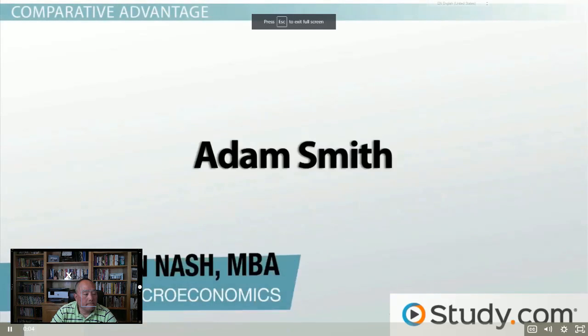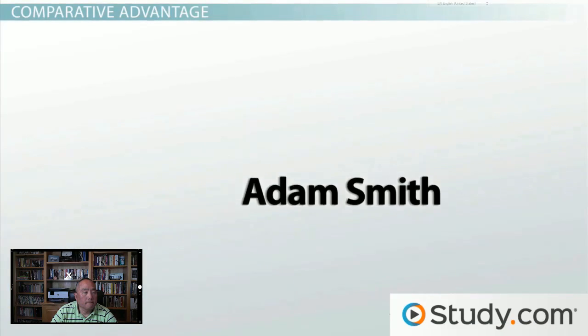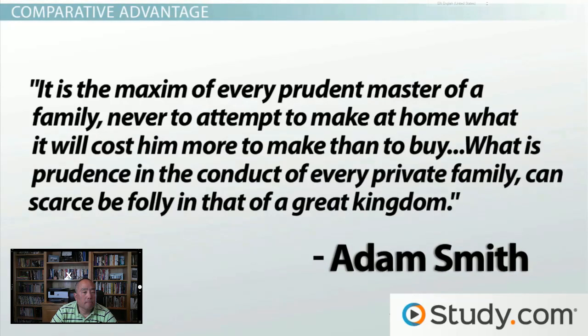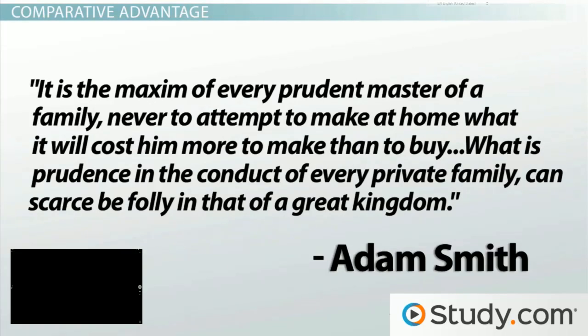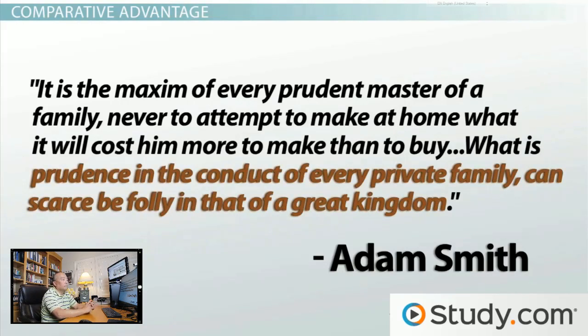In the late 1700s, the famous economist Adam Smith wrote this in the second chapter of his book, The Wealth of Nations. It is the maxim of every prudent master of a family never to attempt to make at home what it will cost him more to make than to buy. What is prudence in the conduct of every private family can scarce be folly in that of a great kingdom. He's observing two important principles of economics. The first one is that nations behave in the same way as individuals do, economically. Whatever is economical for people is also economical on a macro.